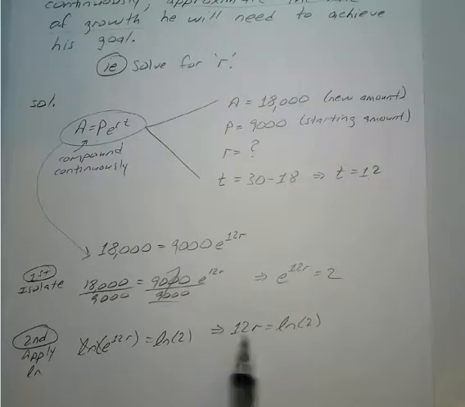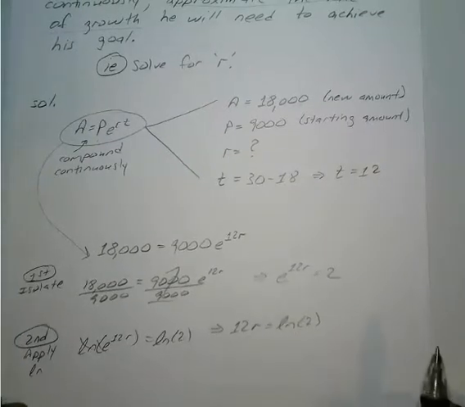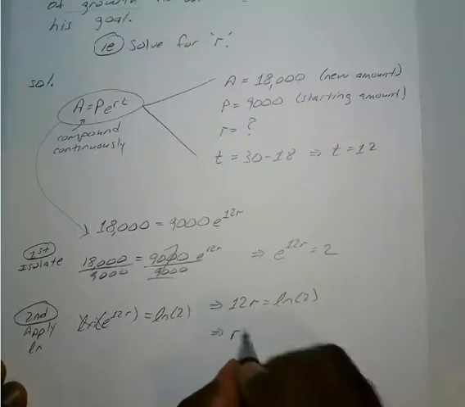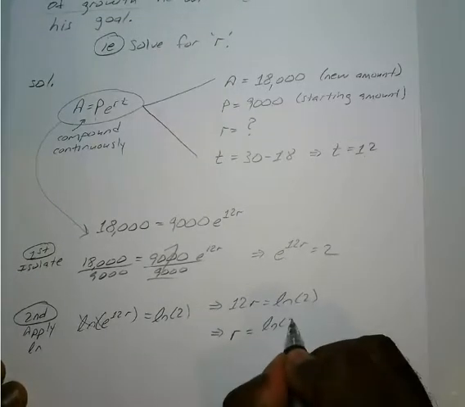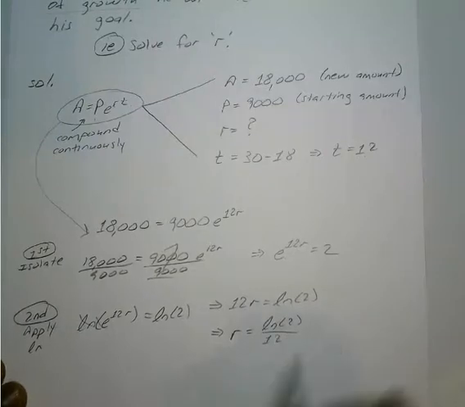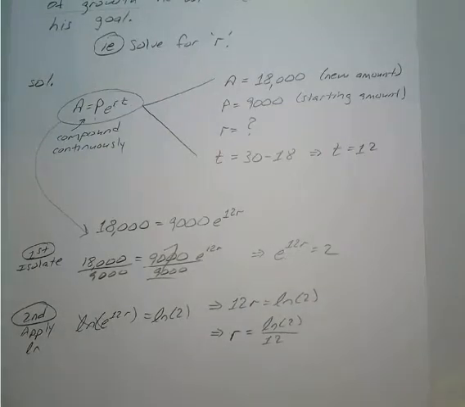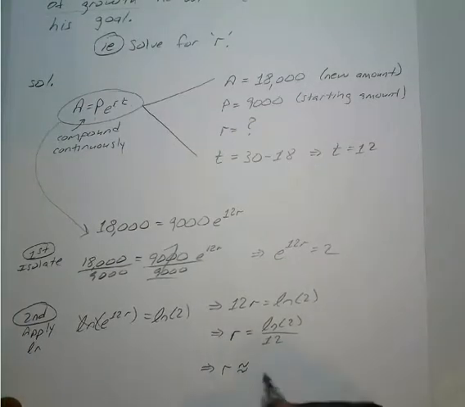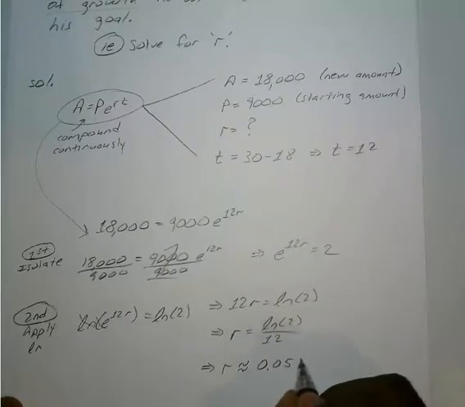Okay, so if we divide both sides by 12, we end up with r equals natural log of 2 divided by 12, which really doesn't help you much. But that does give you your exact answer. But if we plug this into a calculator, we have r is approximately equal to 0.058.